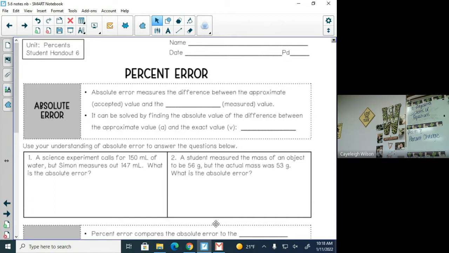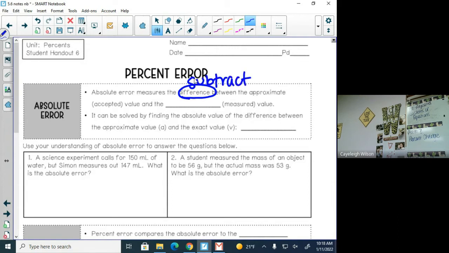So the thing that we've been doing is change over original, but with percent error, it's the error change over the exact amount. Okay, so absolute error means the difference, and remember, difference is subtracting, so make sure you put that on there. The difference between the approximate value and the exact value.